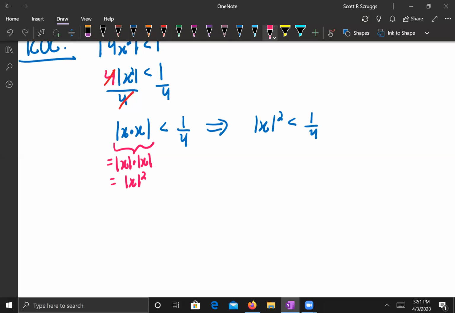And then my last action is to take the square root of both sides to give me just absolute value of x. And now I have absolute value of x less than 1/2. Note that I'm not including negative 1/2 in that because absolute value of a number is always non-negative. And so it doesn't make sense for absolute value to be less than negative 1/2, which means our radius of convergence is 1/2.